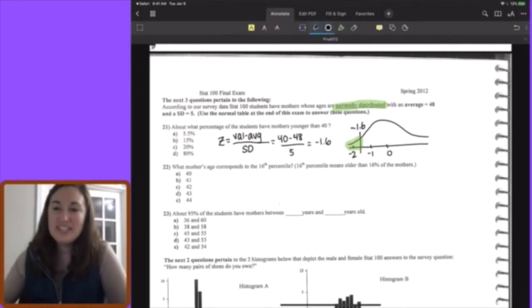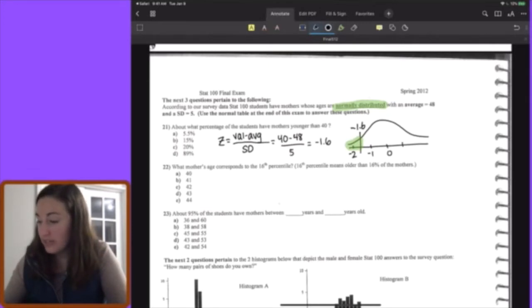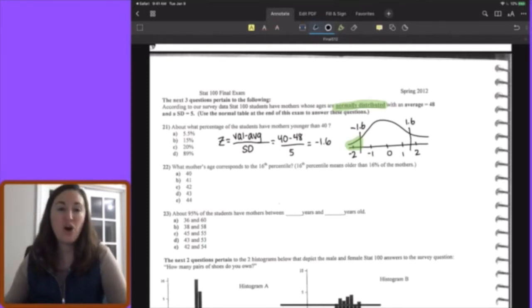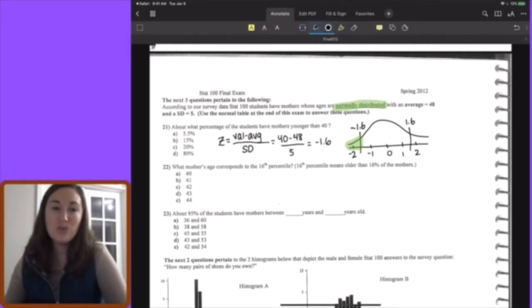To figure this out, I need to go ahead and figure out what the middle area is first. So if I look up 1.6, that'll give me the middle area between positive 1.6 and negative 1.6. All of you will have access to the normal table, the t-table, and the chi-square table on the final. I'm just assuming you know how to use the table, so if I look this up, it is 89%.